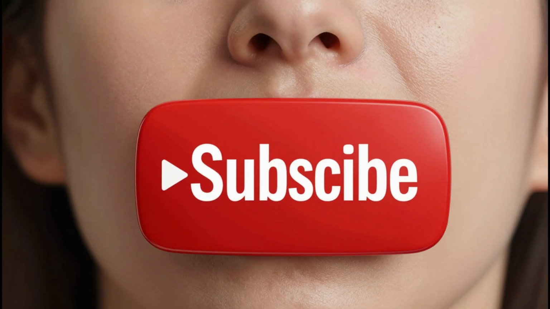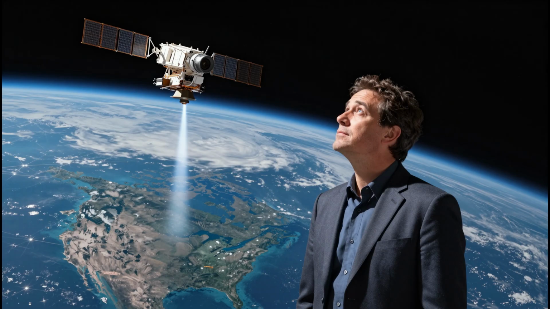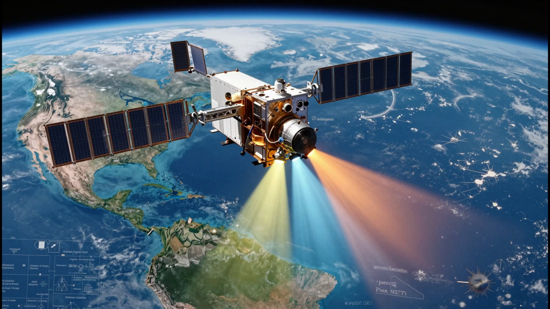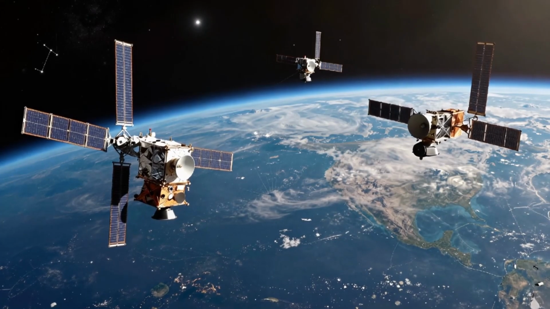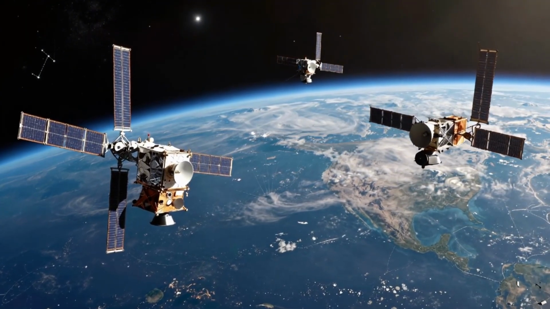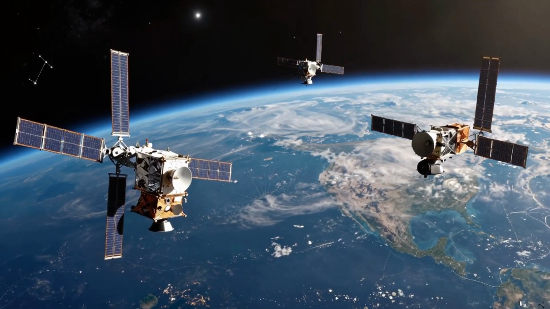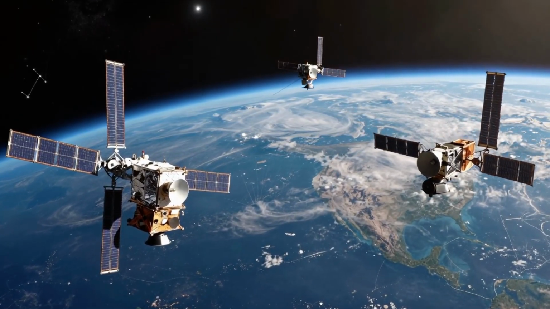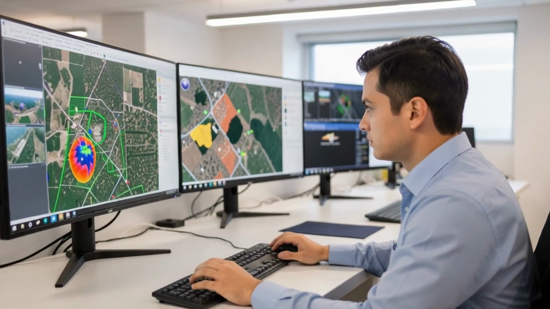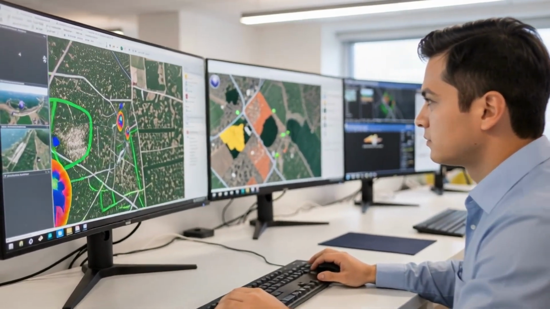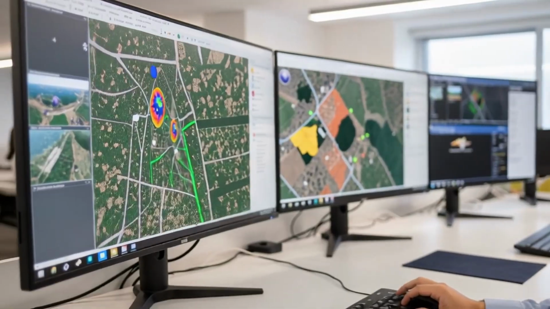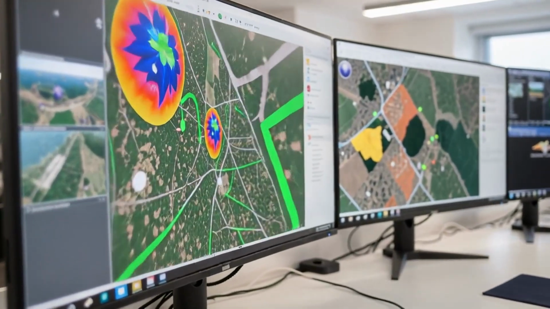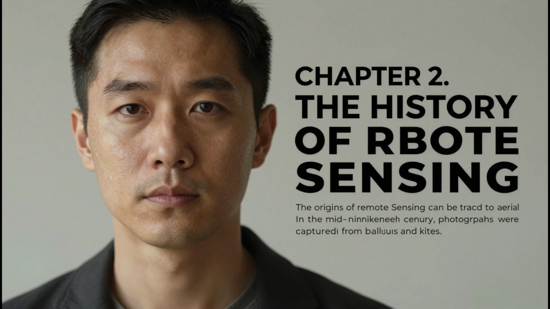Chapter 1. What is remote sensing? Remote sensing is the science and technology of obtaining information about objects, areas, or phenomena without making physical contact with them. The term remote means distant. The term sensing means detecting or measuring together. Remote sensing refers to gathering information from a distance. Instead of physically touching an object, sensors detect energy reflected or emitted from it. This information is then analyzed to identify characteristics and conditions of the object being observed. Simply put, remote sensing is observing the Earth without physically being there.